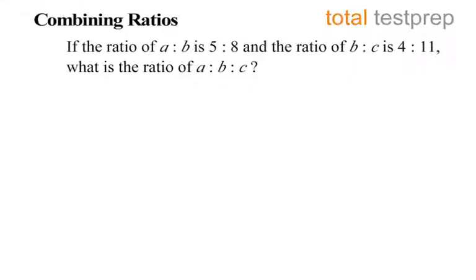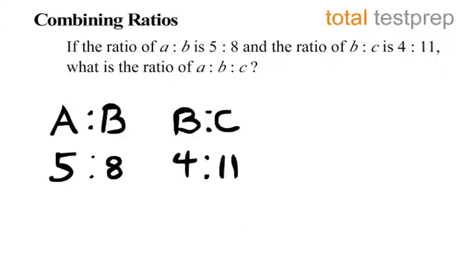Let's try it again. If the ratio of a to b is 5 to 8 and the ratio of b to c is 4 to 11, what is the ratio of a to b to c? Well, we know that a to b is 5 to 8. We know that b to c is 4 to 11. We see that the common term is b. However, here it's a 4, and in the other ratio it's an 8. So what we need to do is change the ratio of 4 to 11 into 8 to 22. That way, the common terms, the b's, have the same number in both ratios.